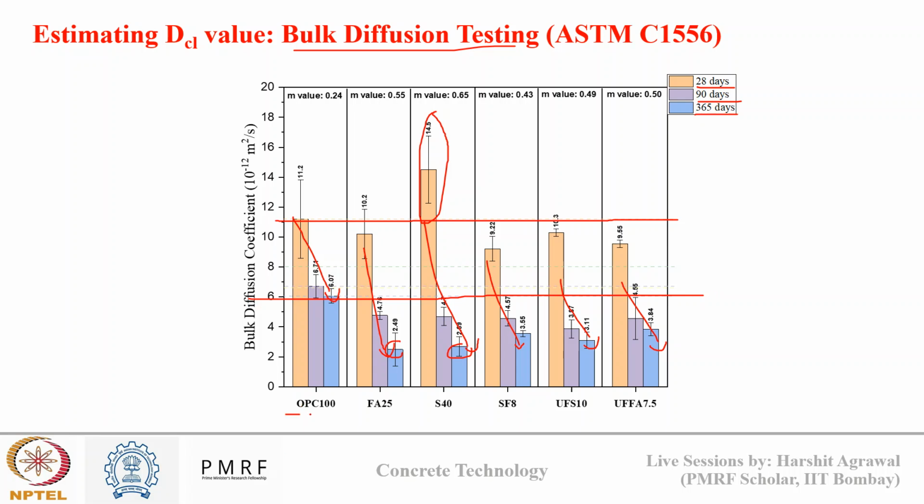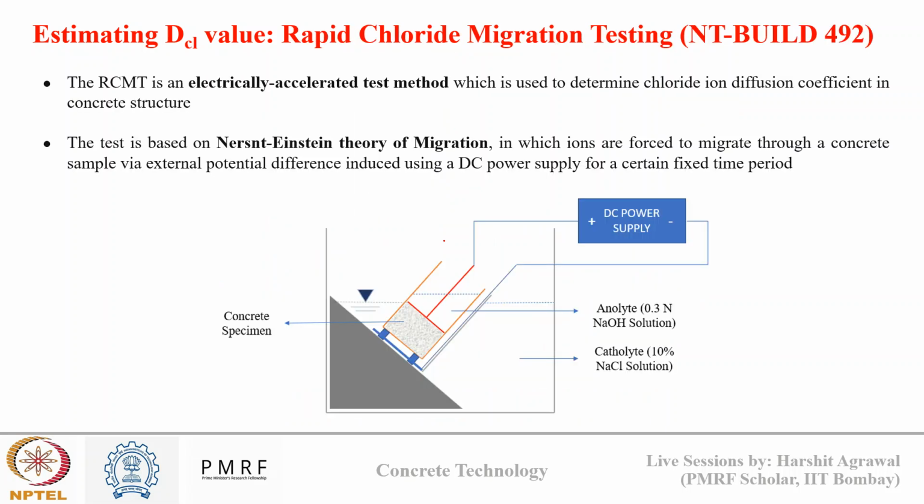Okay, so this is OPC 100. The second case is when 25% fly ash replaces OPC. Then the third case is when 40% of OPC is replaced by slag. In the fourth case, 8% of silica fume replaced OPC. And similarly for ultrafine slag and ultrafine fly ash, I generated the data. Okay, so in this way, you can understand the effect of concrete properties on the diffusion coefficient value.